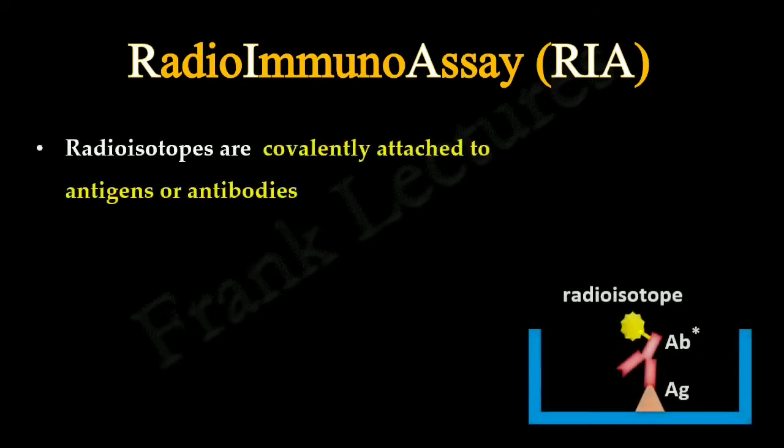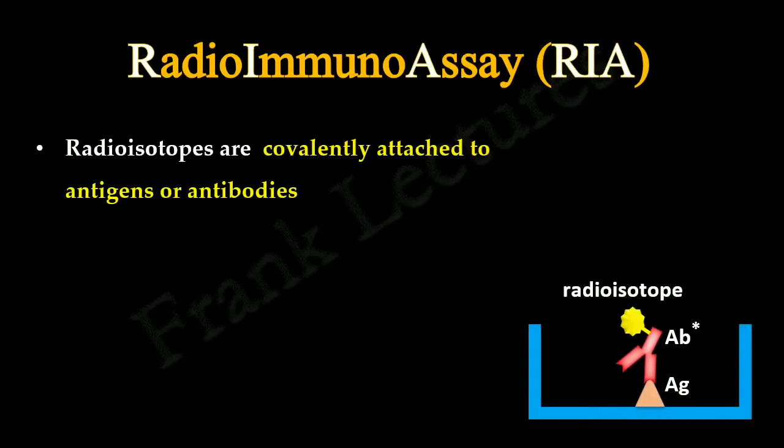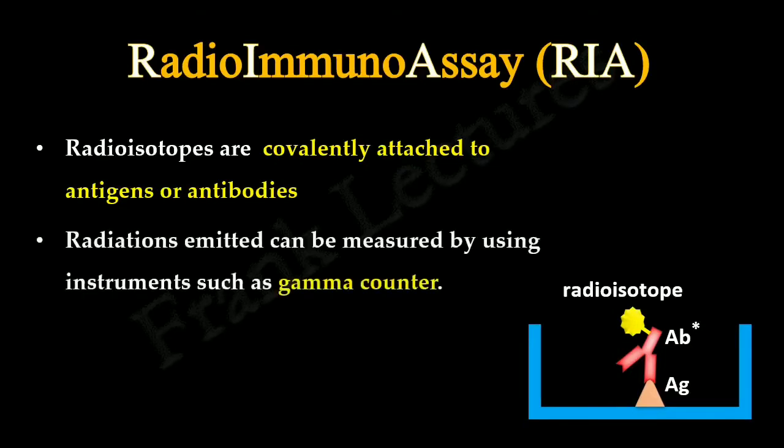In radioimmunoassay, the antigens or antibodies are labeled with radioisotopes. We know that radioisotopes emit radiations. These radiations can be detected and measured using specialized instruments such as a gamma counter. The most popular radioisotope used as a tag is iodine-125.